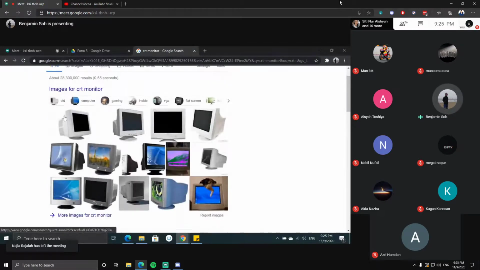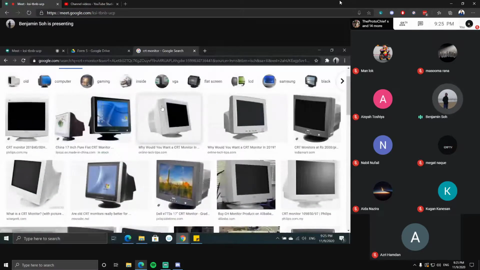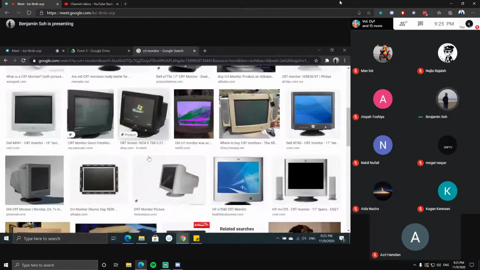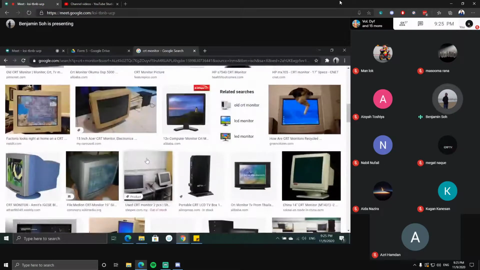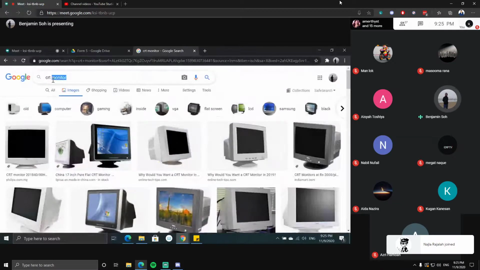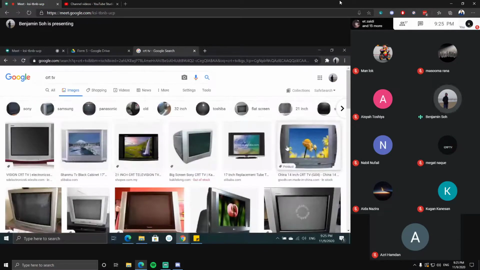For computers like this, a CRT monitor, at the back it has a bulge, right? This computer monitor, okay. TVs also have a bulge at the back, right? CRT TV, this is a CRT monitor, a CRT TV. CRT stands for cathode ray tube. Cathode ray tube is similar to what you're learning now, okay?